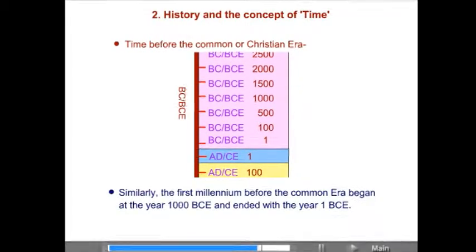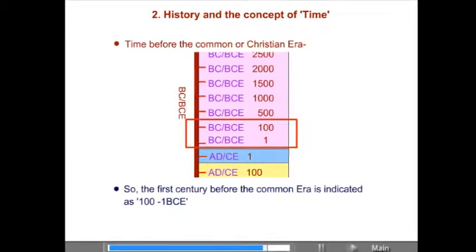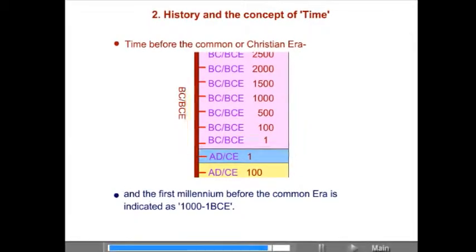Similarly, the first millennium before the Common Era began at the year 1000 BCE and ended with the year 1 BCE. So, the first century before the Common Era is indicated as 100 to 1 BCE, and the first millennium before the Common Era is indicated as 1000 to 1 BCE.